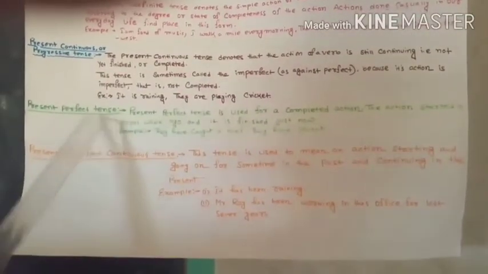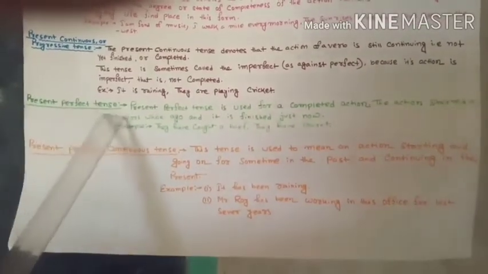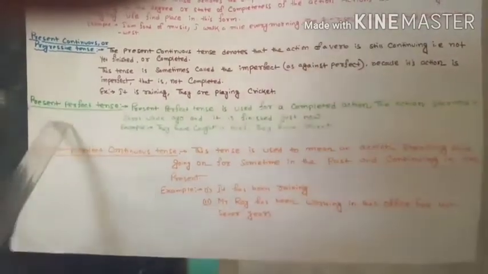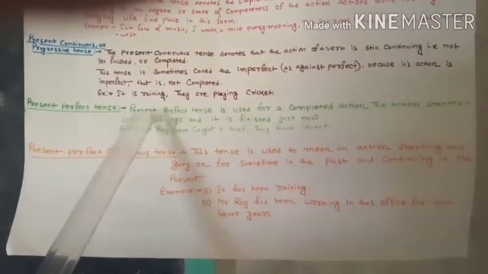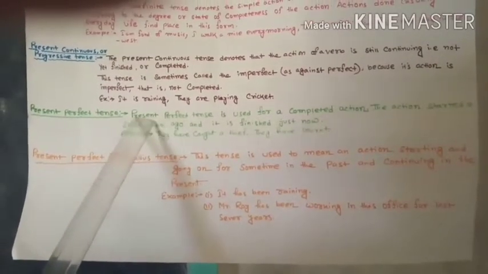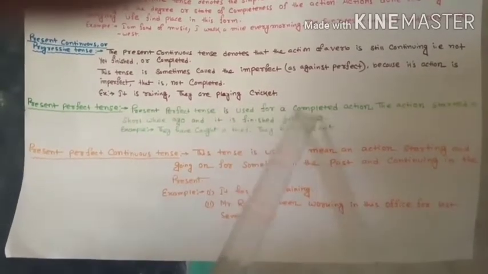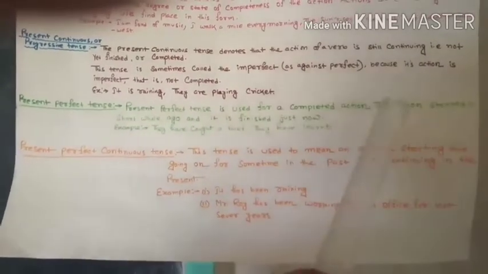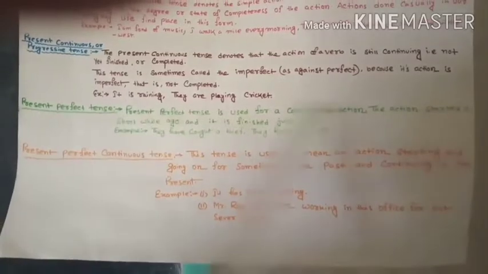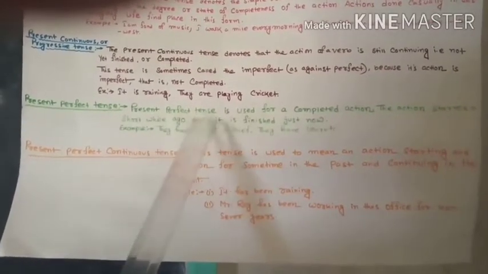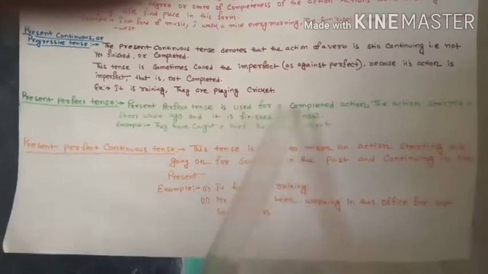Okay students, the third one is present perfect tense. So what do we mean by present perfect tense? The definition is like this: present perfect tense is used for a completed action. The action started a short while ago and it is finished just now.